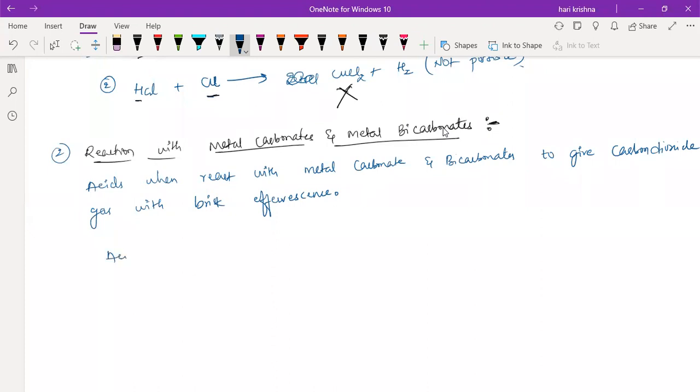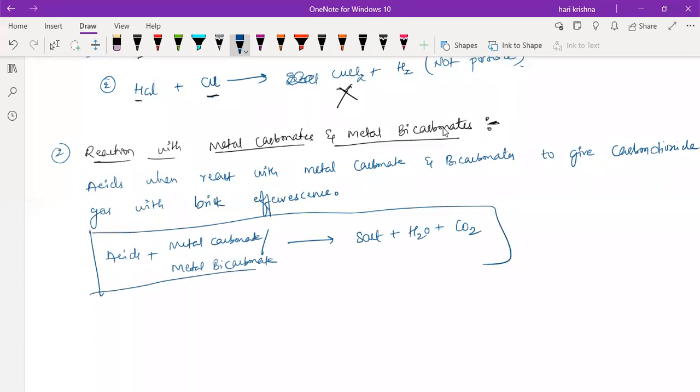That means acid plus metal carbonate or metal bicarbonate gives salt plus H2O plus CO2. This is the general formula. Whenever the acid reacts with the metal carbonates or the metal bicarbonates, it always forms the salt plus H2O plus CO2 gas.